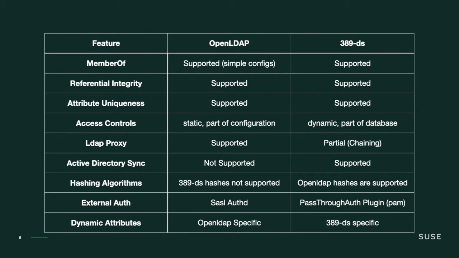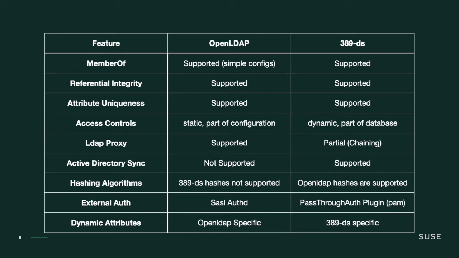LDAP proxying is supported in OpenLDAP, but it is not really in 389. We have a different plugin called chaining, which allows effectively routing and proxying a query, but it doesn't work quite the same way as the LDAP proxy functionality in OpenLDAP. So this may be an area that you need to investigate if you're using this.